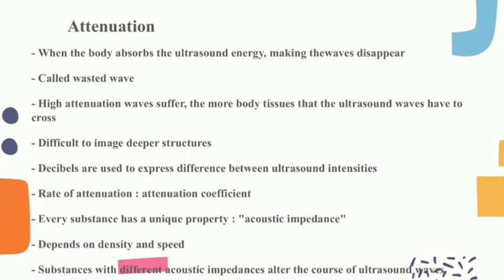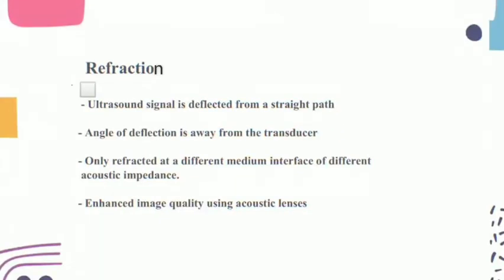Every substance, like nerves, muscles, or fat, has a unique property called acoustic impedance. It depends on the density and the speed of ultrasound in that substance. Substances with different acoustic impedances alter the course of ultrasound waves in an important manner. Next is refraction.